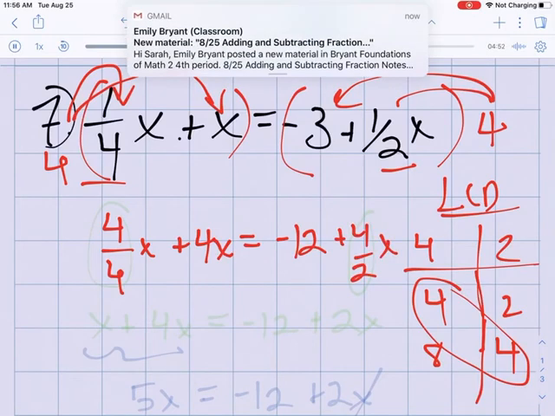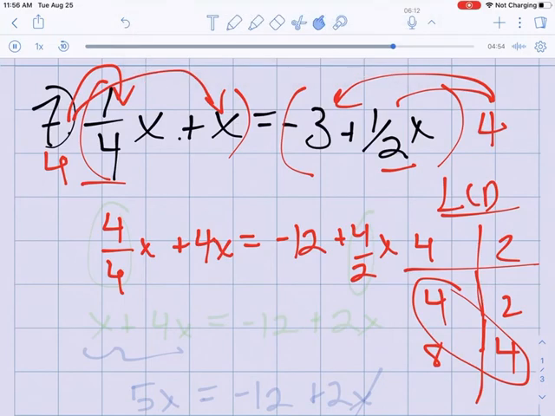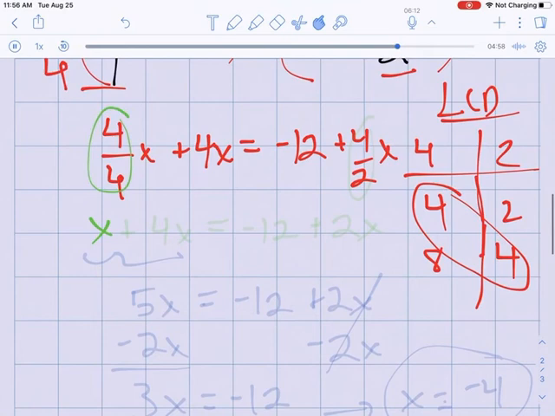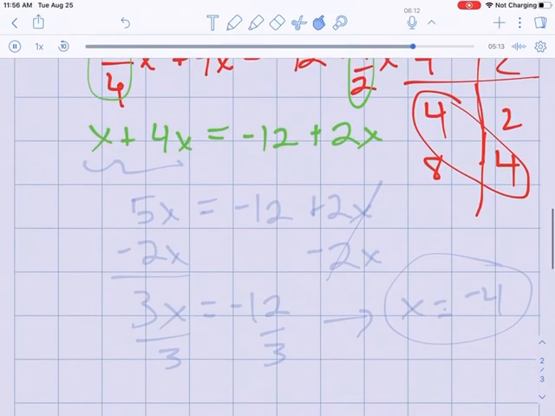And let's just change color to make things a little bit easier to see. 4 over 4 is 1, so I can just rewrite this as x, or 1x, plus 4x equals. The negative 12 is not going to change. However, 4 divided by 2 is 2, so plus 2x. All right, now you should be able to combine your like terms on both sides and then find your answer.